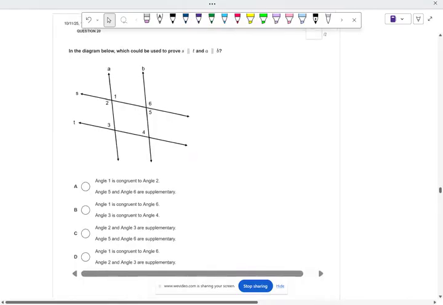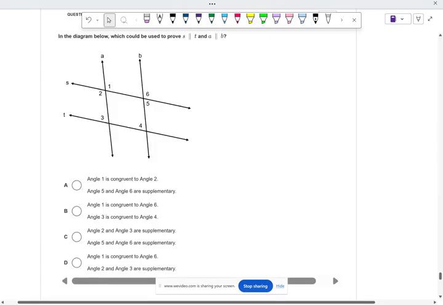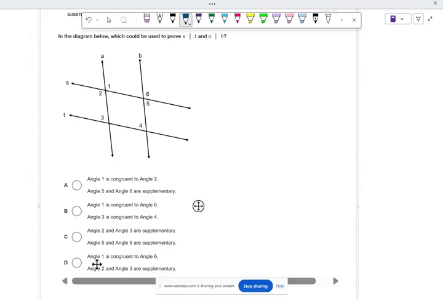Okay. Question number 20. In the diagram below, which could be proved that line S is parallel to line T and line A is parallel to line B? All right, I'm going to show you why the correct answer works. You've got to get your magic paper and mark your angles. All right, the answer that works is D.